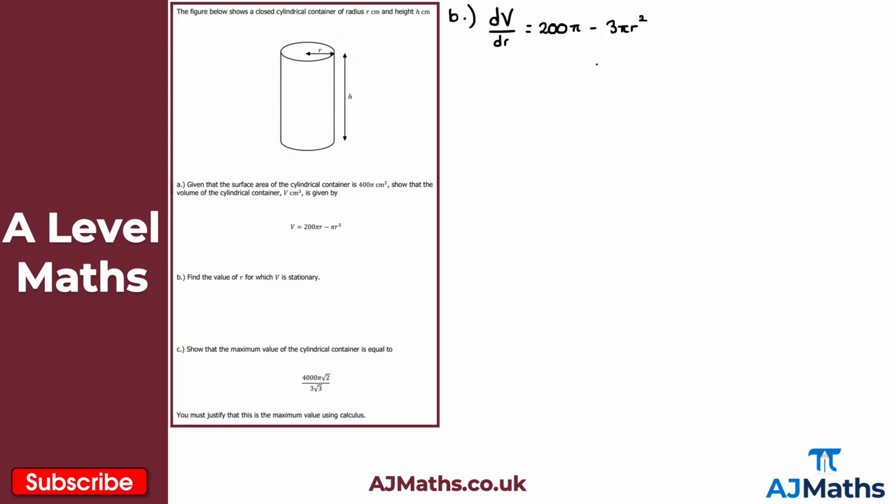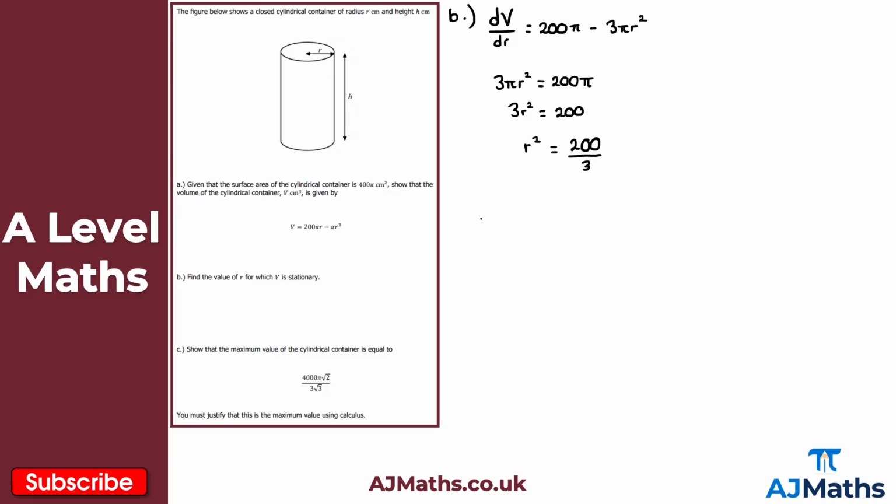If we're looking for the stationary point, I need to set this equal to 0. If I set this equal to 0, I can also add 3 pi r squared to both sides. We've got 3 pi r squared is equal to 200 pi. So straight away, we can divide both sides by pi here. So we get 3r squared is equal to 200. Now divide both sides by 3. So we get r squared is equal to 200 over 3.